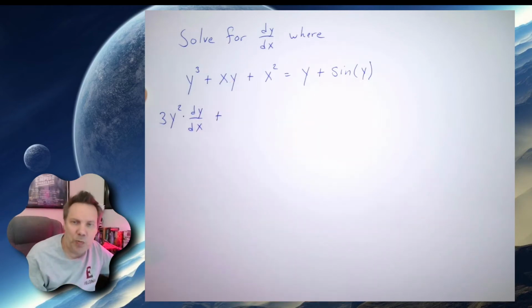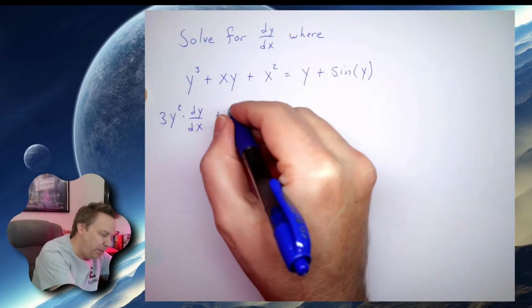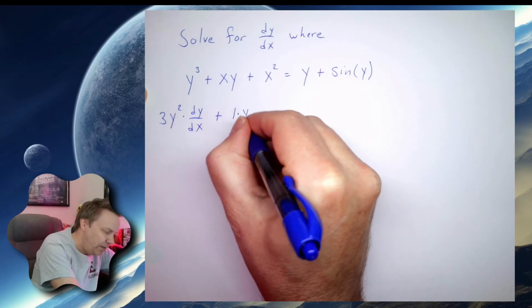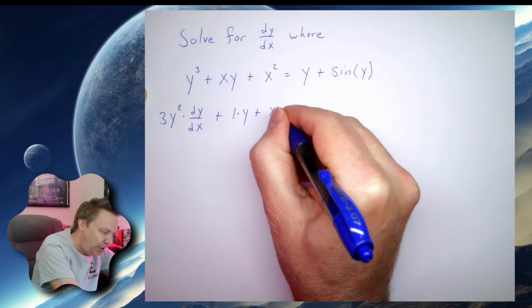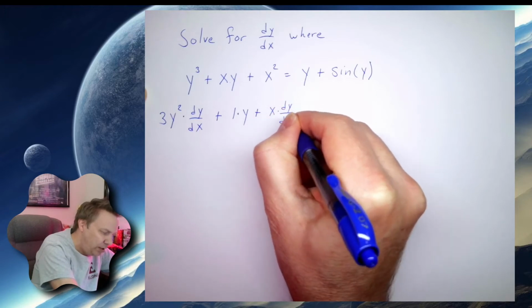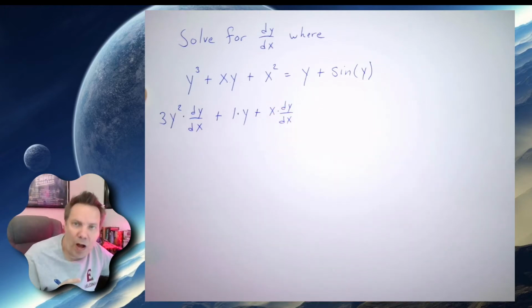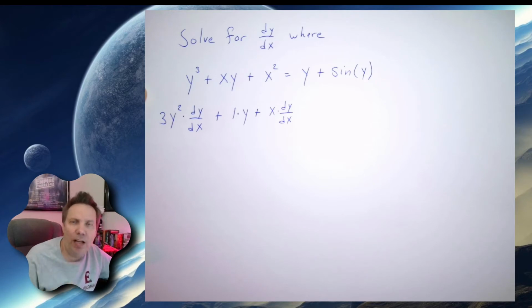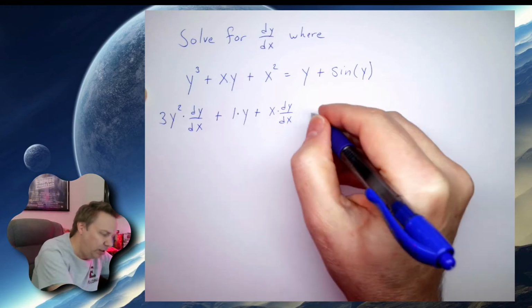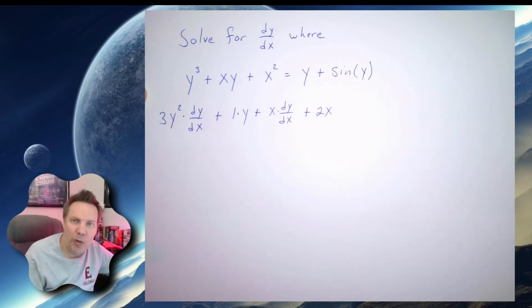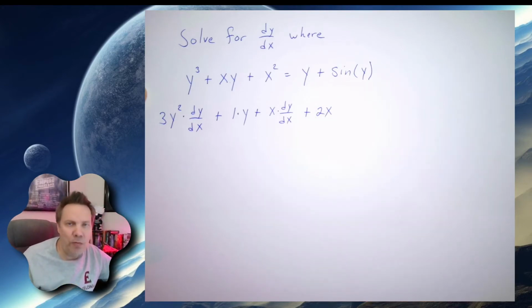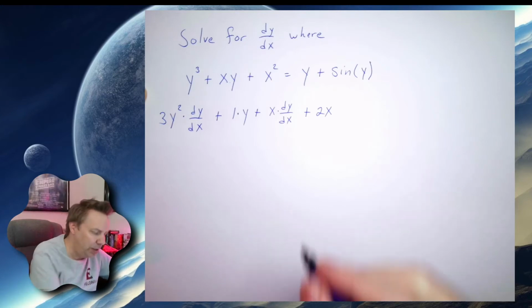Now what about x times y? That's a product. I am going to take the derivative of the first, leave the second alone. Then add to that the first times the derivative of the second. The derivative of y symbolically is dy over dx. Plus the derivative of x squared, which is just 2x. It's the same rules that we had for the power rule.